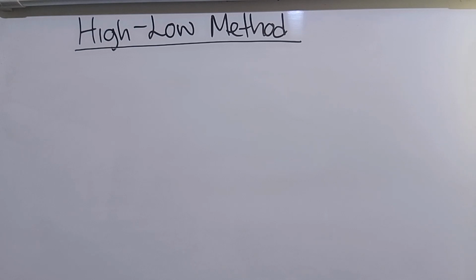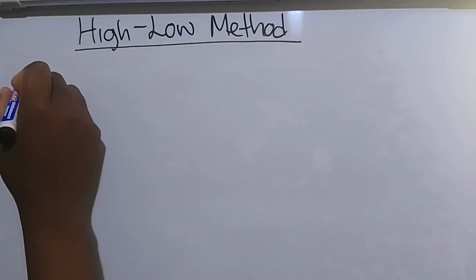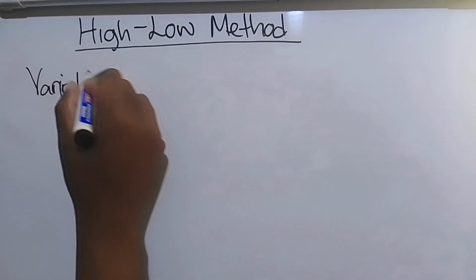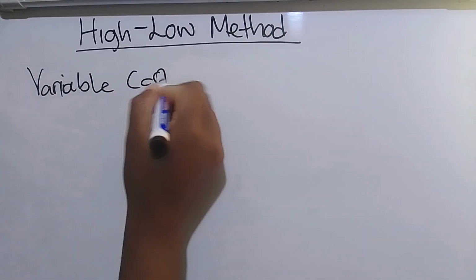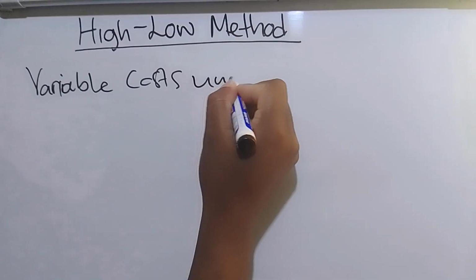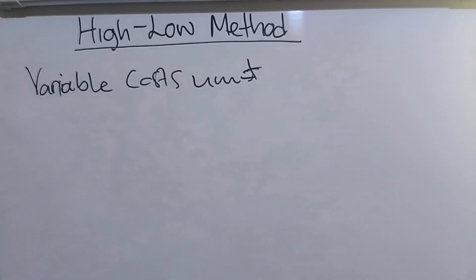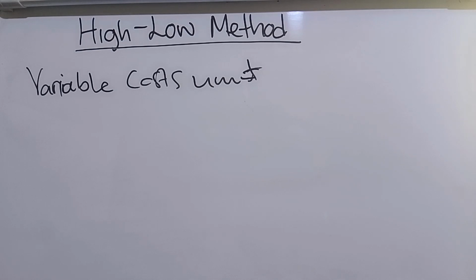Okay, so the high-low method is a method or a formula that we use to calculate variable cost per unit. We use this method to calculate variable cost per unit.